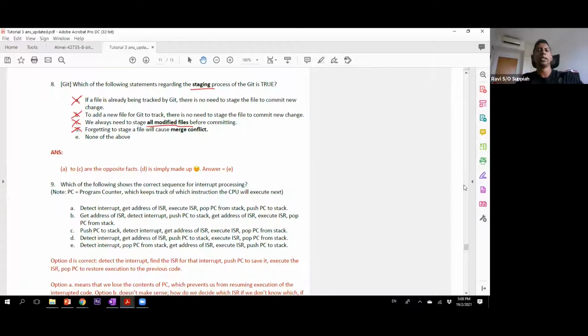So when you push it, you will cause a merge conflict if there is an issue with the current version that's already been committed earlier. When you forget to stage, that means basically you will not commit it at all. That means you will not push it in, so there's no way it can cause a merge conflict. So none of the statements here are true, all of them are false. That's why the answer here is E, none of the above.